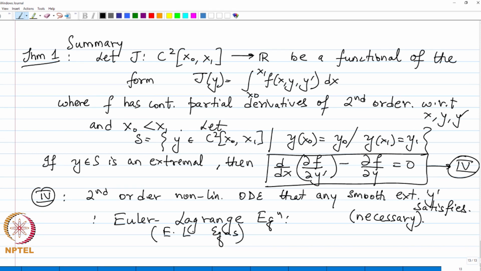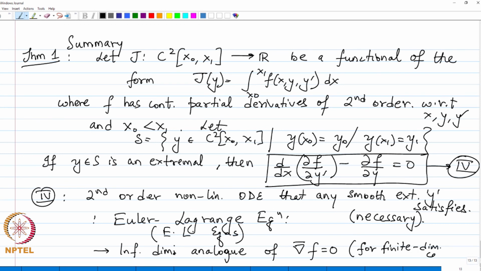Note that this is the infinite dimensional analog of the condition grad f is equal to 0, which was the condition for the finite dimensional calculus case. So, this is just like the first derivative test in the finite dimensional case.